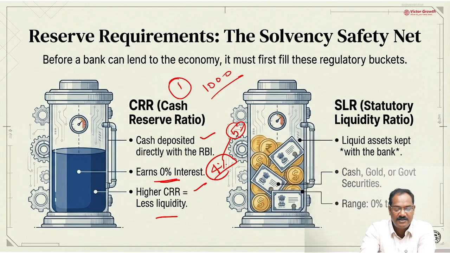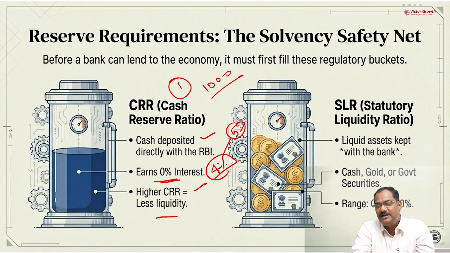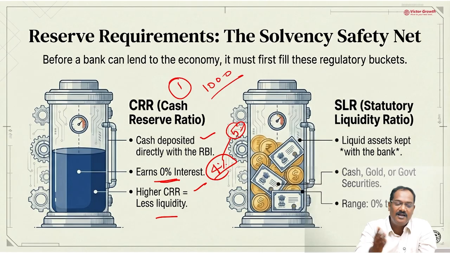Okay, so please copy this down. Cash reserve ratio is hot cash. That means it cannot be in any other form. It cannot be gold. It cannot be government securities. It has to be only cash, deposited with the RBI. There is no interest for that, but still you have to maintain that money with the RBI. That is a must. Higher the CRR, lesser the liquidity. If the CRR is reduced, then liquidity is higher.